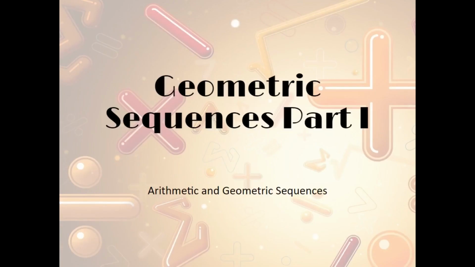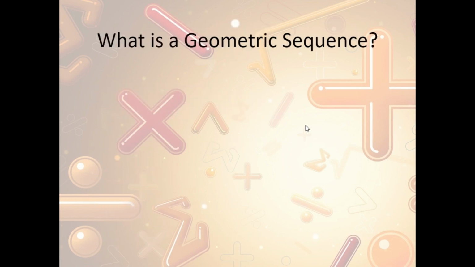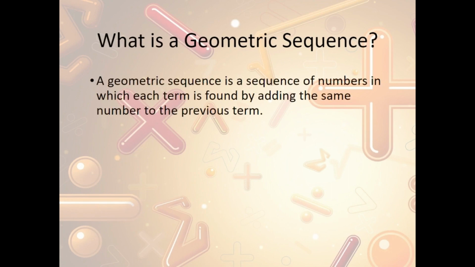Let's take a look at the Geometric Sequences Part 1 notes. The notes begin with the learning goals and success criteria. What is a geometric sequence? A geometric sequence is a sequence of numbers in which each term is found by multiplying the same number to the previous term. An example of this would be 2, 4, 8, 16, 32.